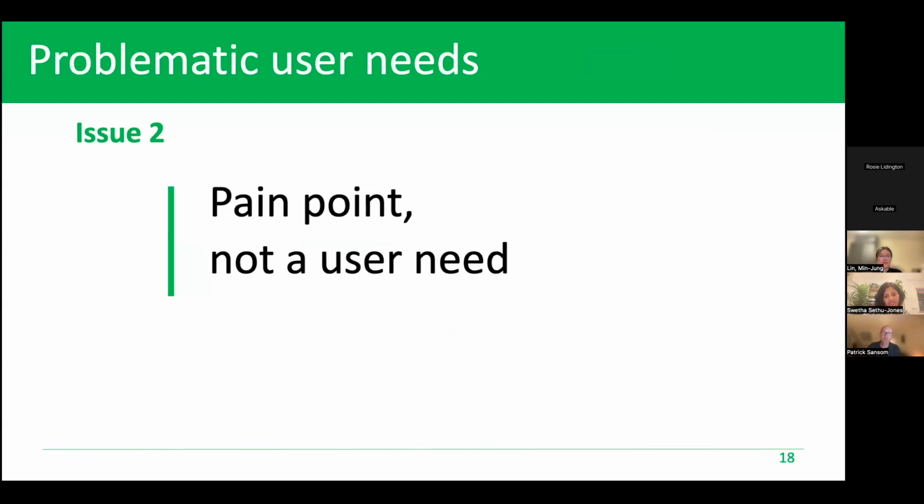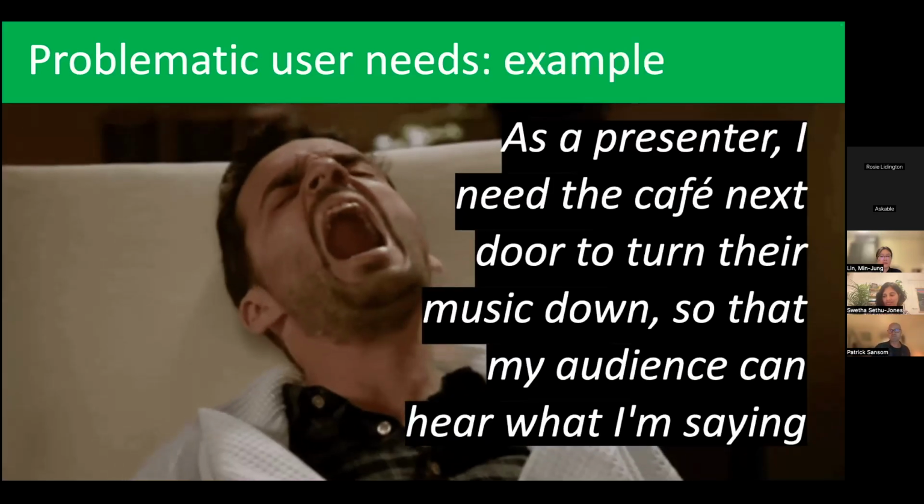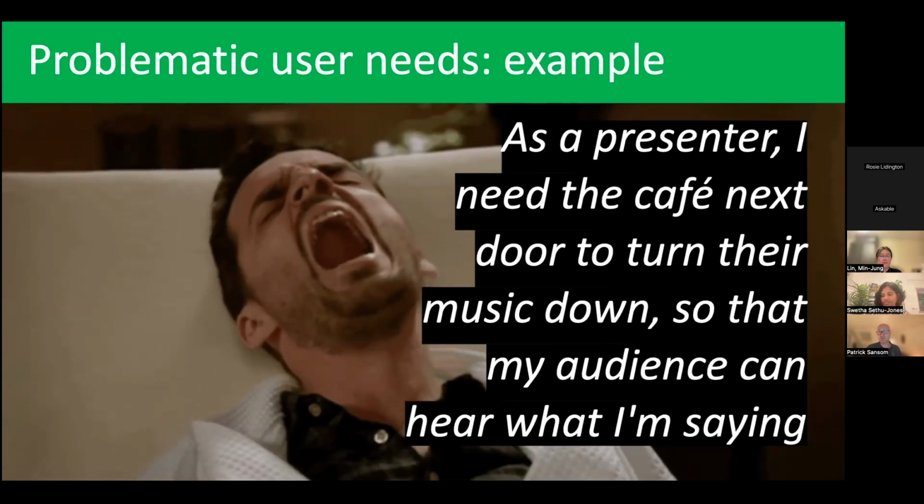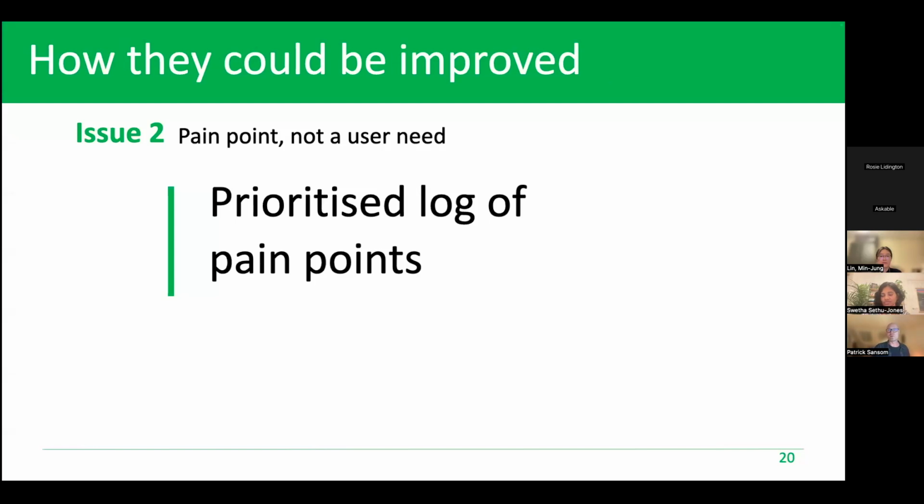Issue two, quite common, this one. This is where a user need describes a problem rather than a higher level need that relates to that issue. As a presenter, I need the cafe next door to turn down their music so my audience can hear what I'm saying. What do we do about that? Well, when you sort of go through the problems, a lot of the answers sort of present themselves. It sort of becomes obvious, really. Capture the issues in a prioritized log of pain points, not as needs.